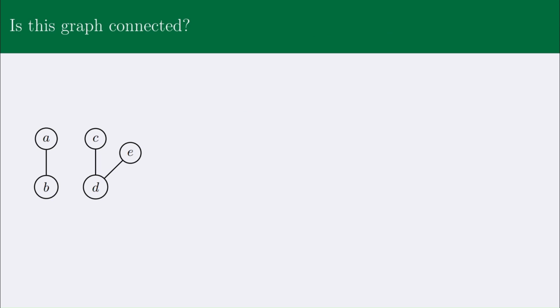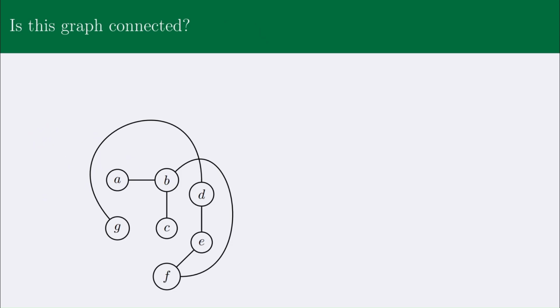Is this a connected graph? No. Why? Because when I choose vertex A and vertex D, there is no possibility to traverse from A to D. So this graph isn't connected.